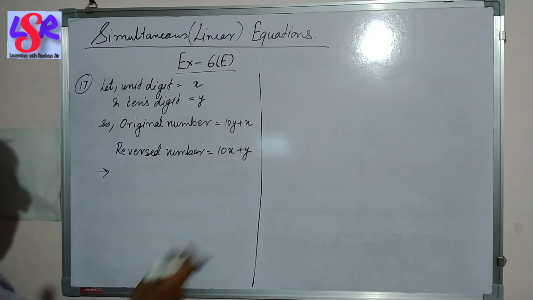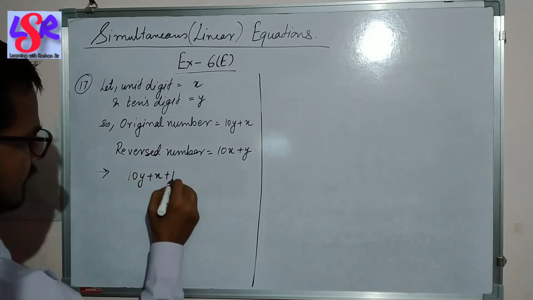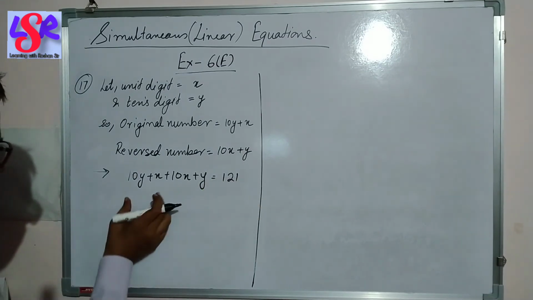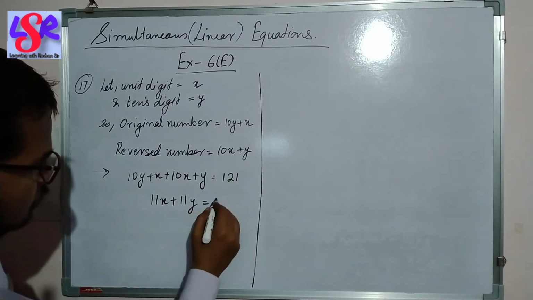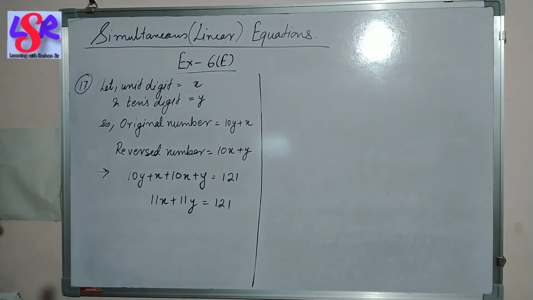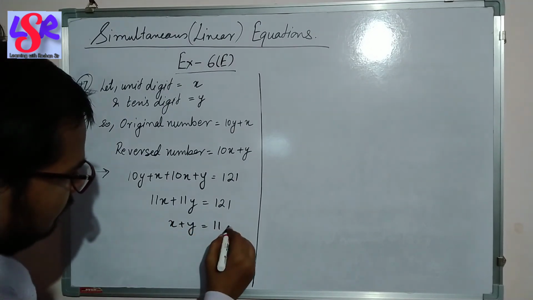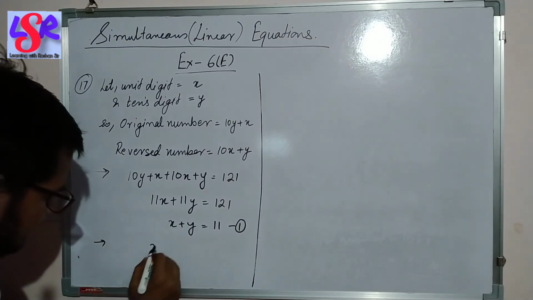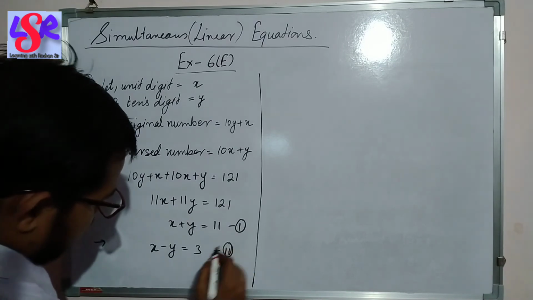So the first equation we get is the sum of these two is 121, that is 10y plus x plus 10x plus y equals 121, and here it will be 11x plus 11y equals 121. This whole equation can be divided by 11, and this will become x plus y equals 11. That is your first equation. And for the second equation, the digits of the number differ by 3, that is x minus y equals 3. This is your second equation.